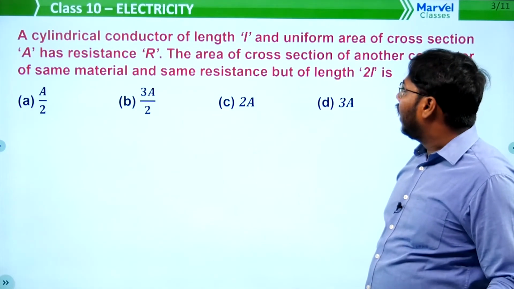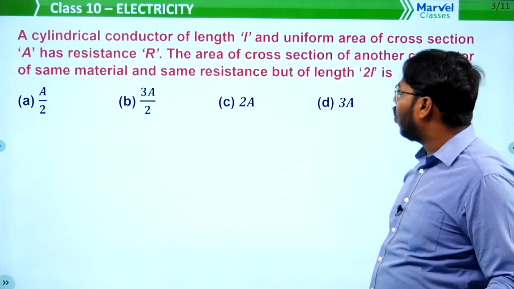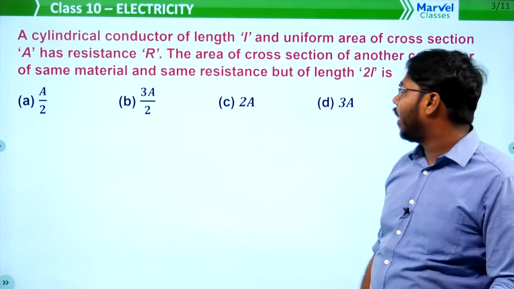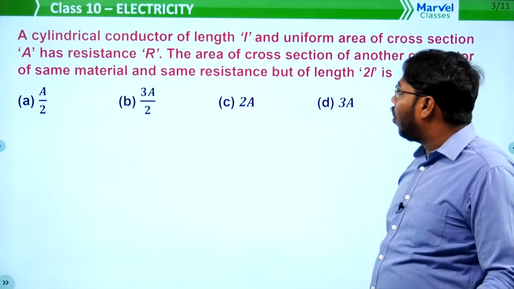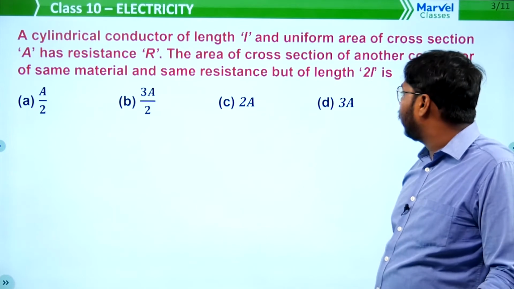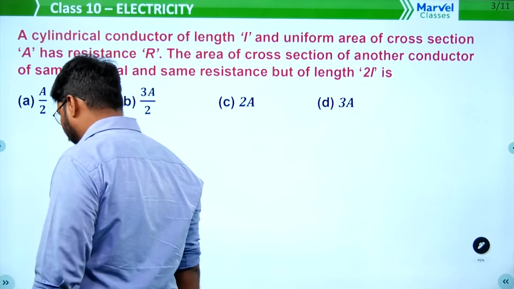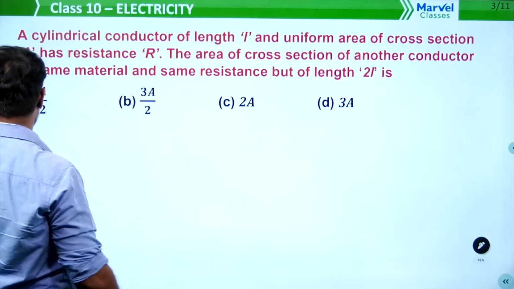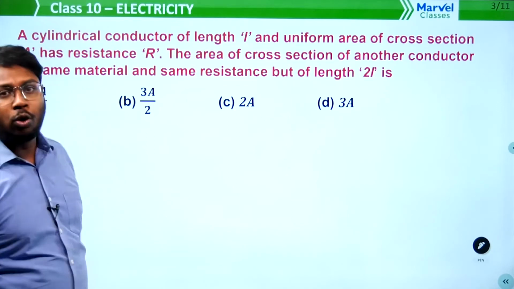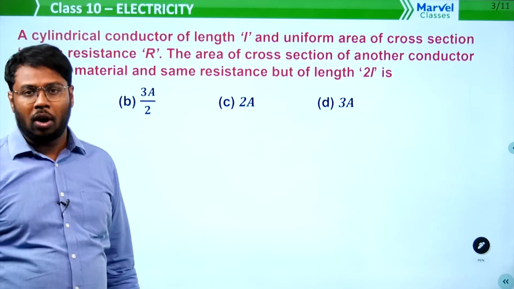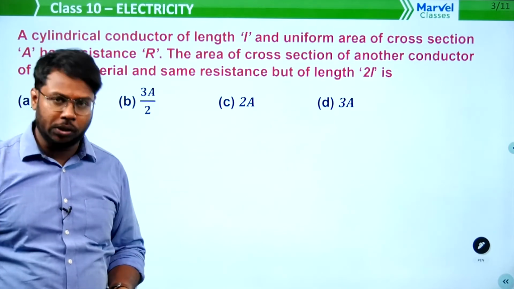Here a cylindrical conductor of length L and uniform area of cross section A has resistance capital R. The area of cross section of another conductor of same material and same resistance but of length 2L is. So here we have two set of datas. I call this type of question the dual data question because we have two set of datas. From that they are asking us to conclude something.